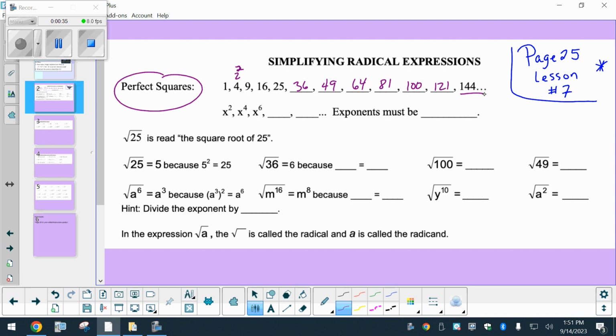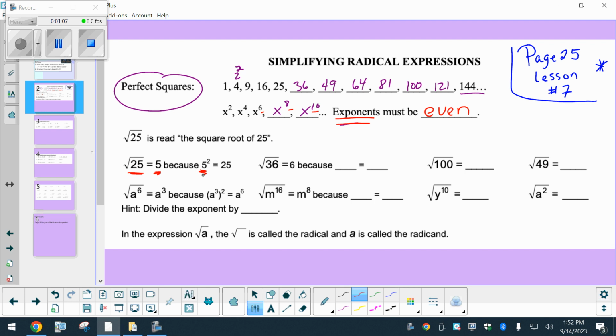We also can do the same thing with our variables, with exponents. We've got x to the second, to the fourth, to the sixth, to the eighth, and to the 10th. All right, so where was I? X to the 10th. If you notice the pattern, the exponents, they all are even, and they would be considered perfect squares.